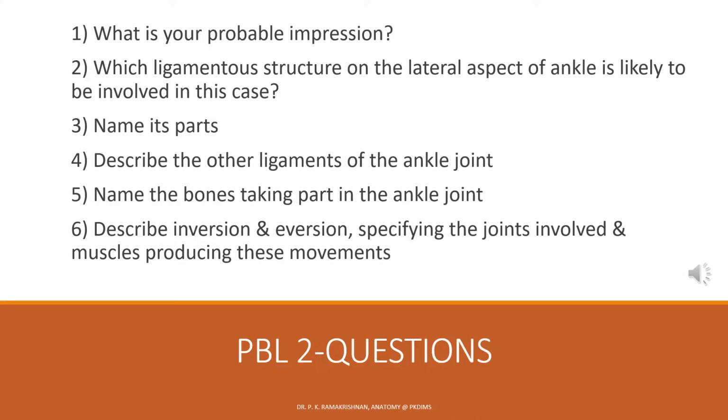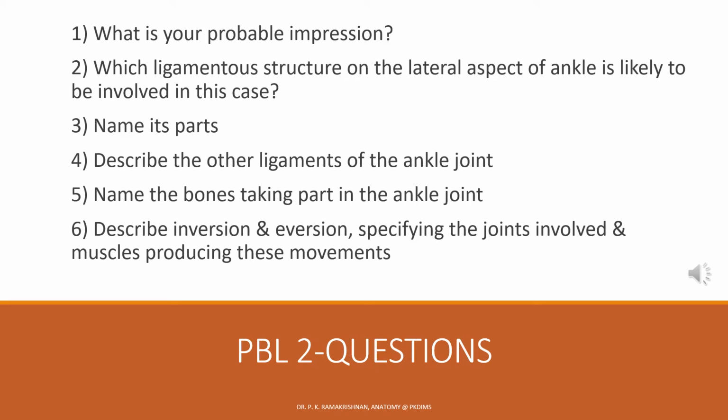Coming to the questions of PBL 2, you have to give your most probable impression and which ligamentous structure on the lateral aspect of the ankle joint is most likely to be involved in this case. So we have already ruled out a possibility of a bony injury, that means a fracture or a dislocation of an ankle joint. So you have to think about a ligamentous injury, and in this case, which ligamentous structure on the lateral aspect of the ankle is most likely to be affected.